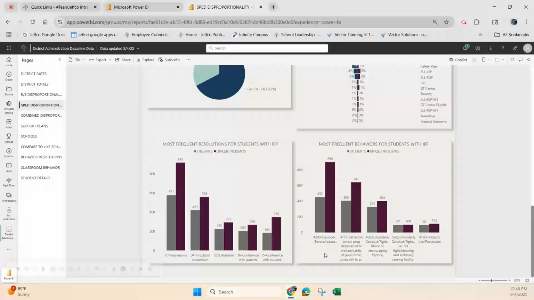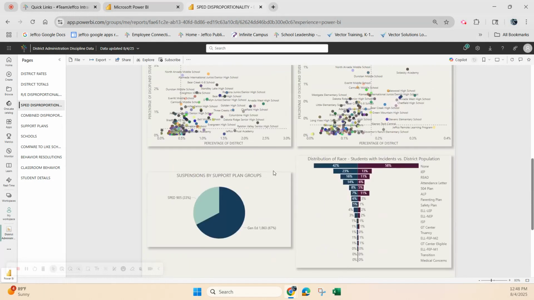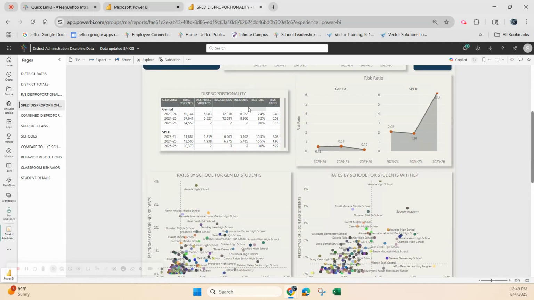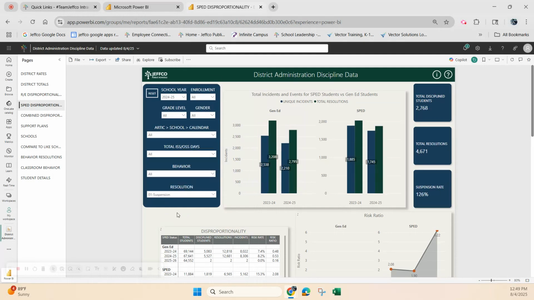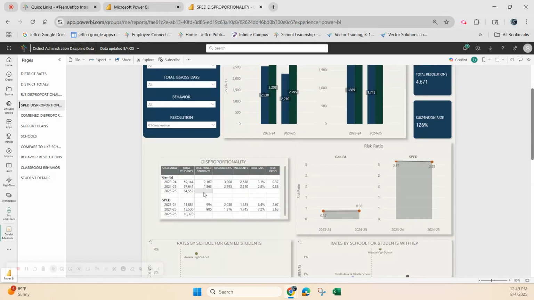Again, this is district-wide, and the most frequent behavior is 4200, disobedience, defiance, and profanity code. So you can filter by different types of behaviors, again, if you want to look at something specific, or if you wanted to look at just suspensions, you could do that, and that will change your data, not necessarily for the better, but this is something just to be aware of and know how to access.